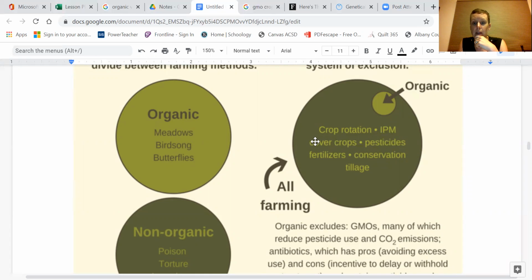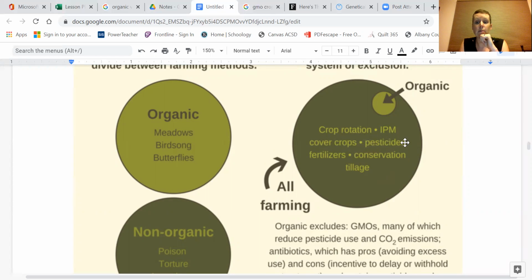Cover crops are things that you put down on your fields to save the soil throughout the non-growing season and prevent erosion and keep nutrients there. And I'm not exactly sure why organic farming doesn't allow cover crops. I would have to research more.